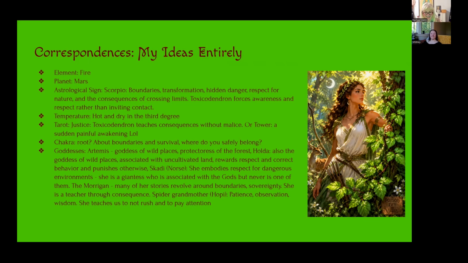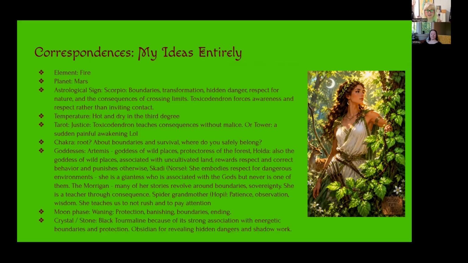And then the moon phase I picked was waning, because it's about protection and banishing, boundaries, endings. And then the crystal or stone for the same reason, black tourmaline, because it has a strong association with boundaries and protection, and obsidian for revealing hidden danger and use in shadow work. So those are mine. Do you have any thoughts on those? No, I like them. I like them all.